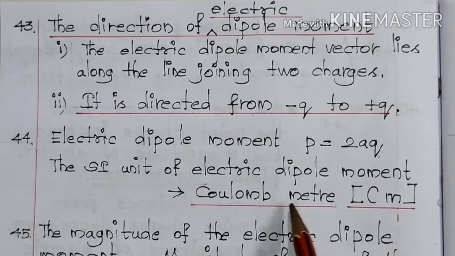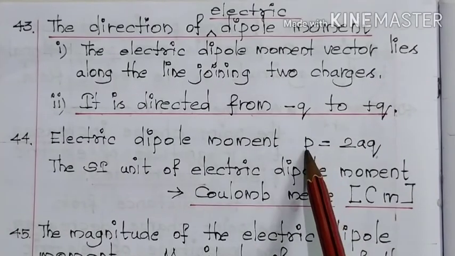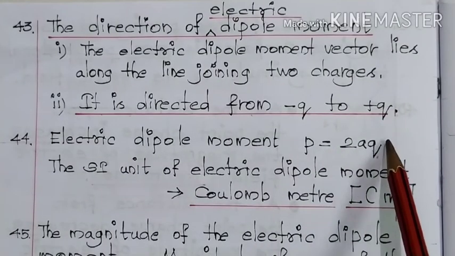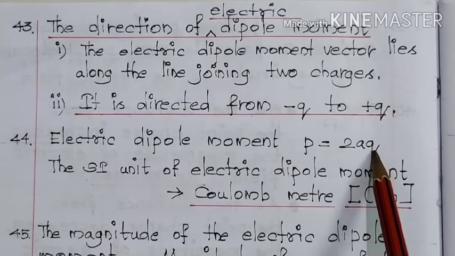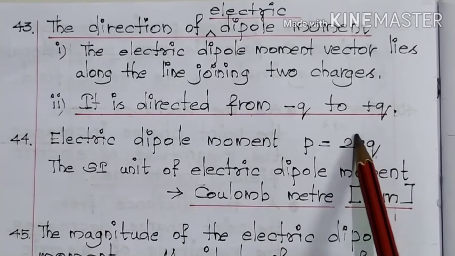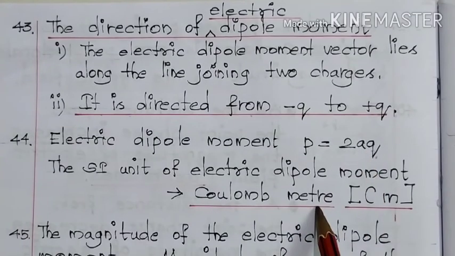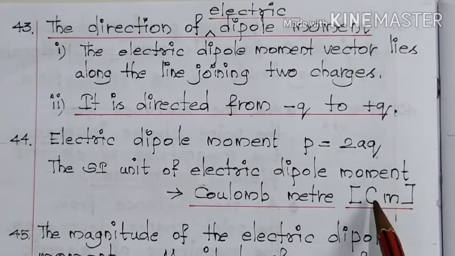How do we get this unit? Here p is equal to 2aq. In this, q stands for charge. Its unit is Coulomb, and 2a is nothing but a distance. So distance is measured in meter. So, Coulomb meter. In other words, the symbol is capital C M.